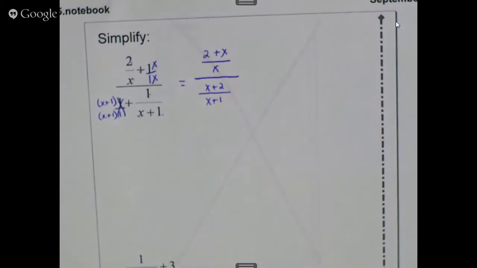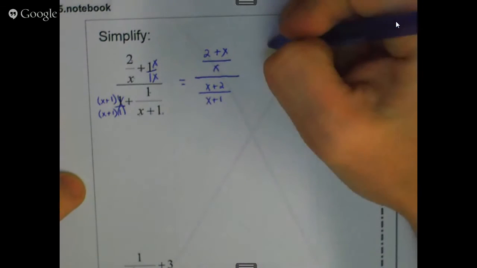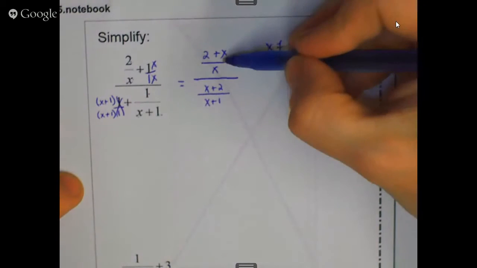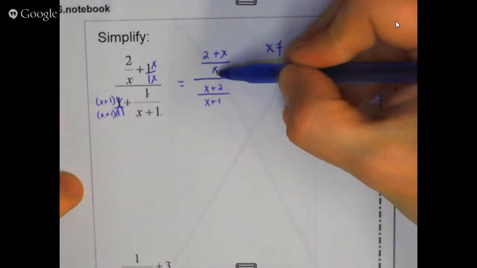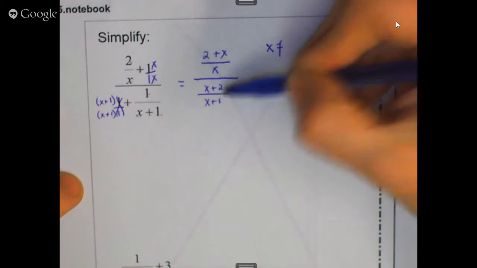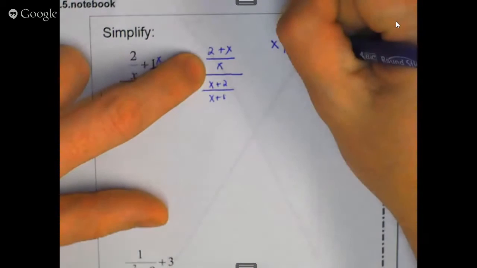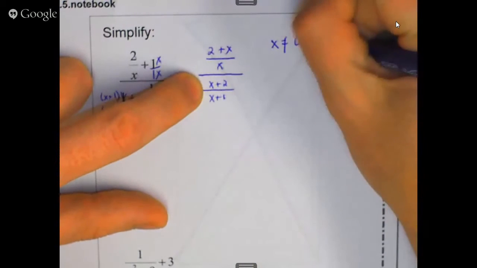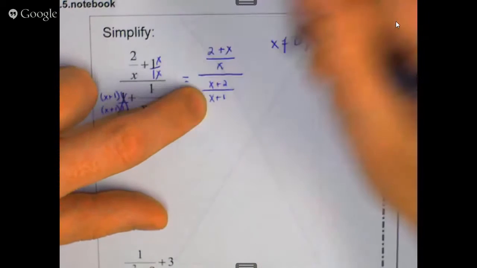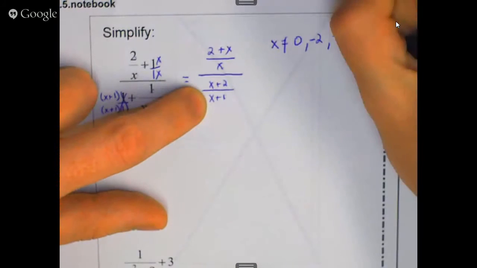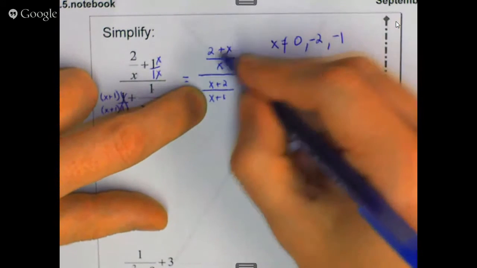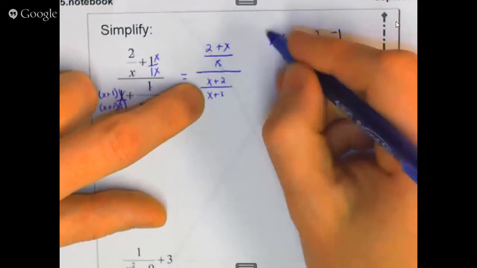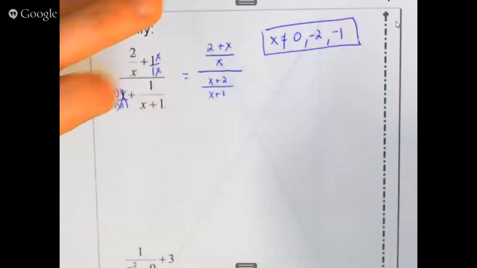Now again, we have to put on what x cannot equal. Okay, so it doesn't matter in the top, so we start looking at the denominators. Okay, so I can't have 0 from this one. I can't have -2 from this one, and I can't have -1 from this one. So the top one doesn't matter, and then we just look at the ones underneath it. Okay, so that's our domain restriction.